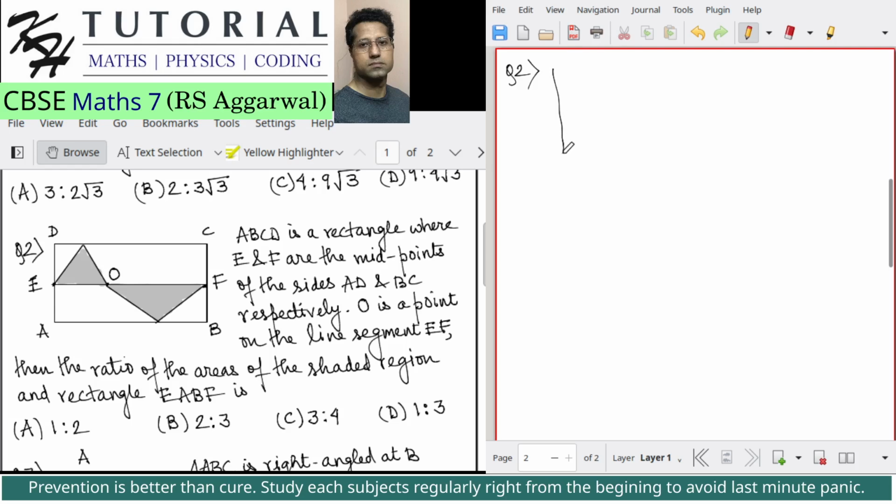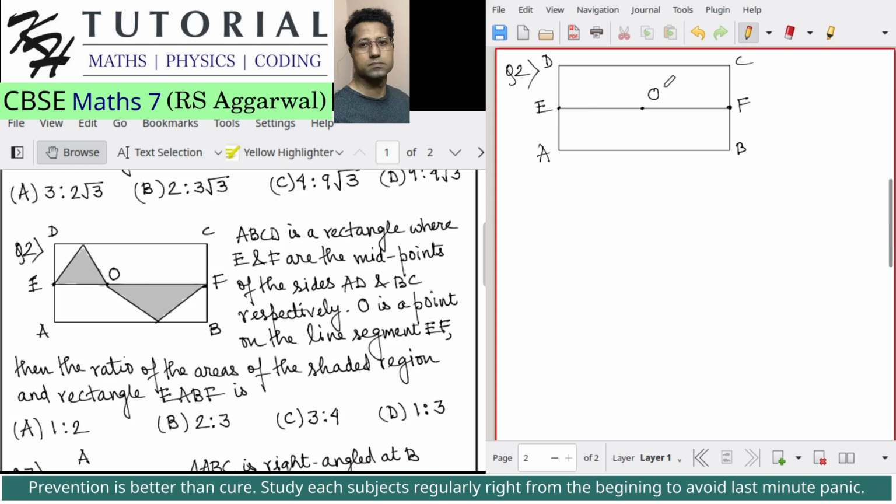Okay, so let me quickly draw the figure. So this is the rectangle ABCD. E is the midpoint of the side AD. F is the midpoint of the side BC. E and F is joined. So we have the line segment EF, and O is any point. O can be anywhere on the line segment EF. Let's say this is O.